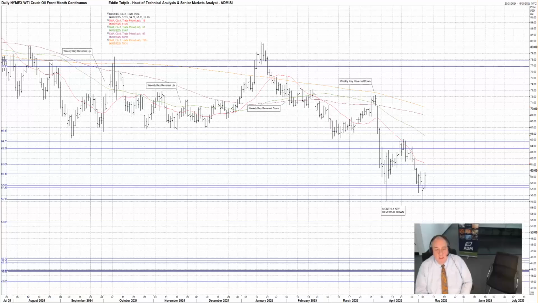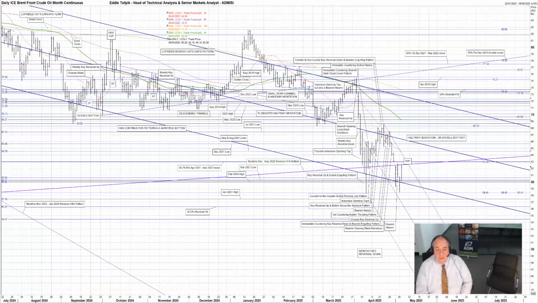I now move on to the energy complex, and last month we had a monthly key reversal down for April in both NYMEX WTI crude oil futures and in ICE Brent crude oil futures. We have seen a follow-on lower since then, but it has been, how shall I put it, limited.